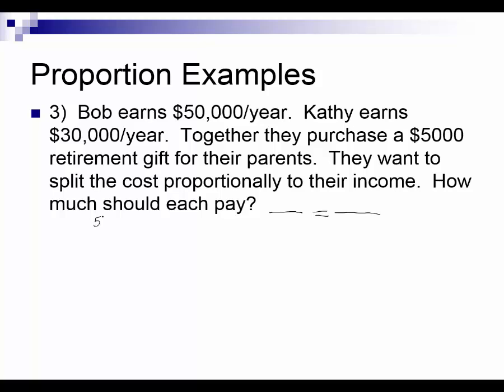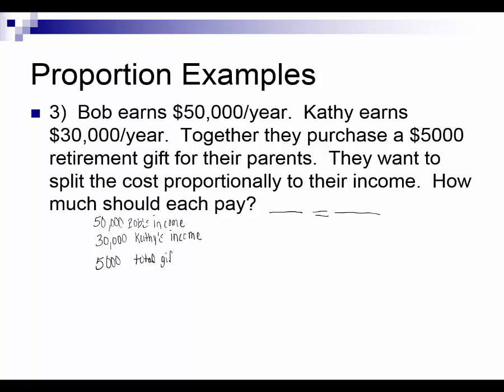So the first piece that I have is the $50,000. And this we're going to call Bob's income. I know that's a long label, but that's going to help us know what it is. And then we have the $30,000, and we're going to call that Kathy's income, so that we can tell these amounts apart. And then the last thing we have is the $5,000, and we're going to call that the total gift.